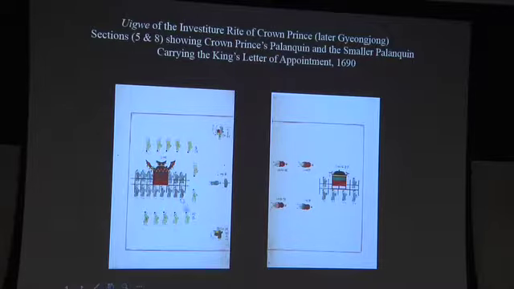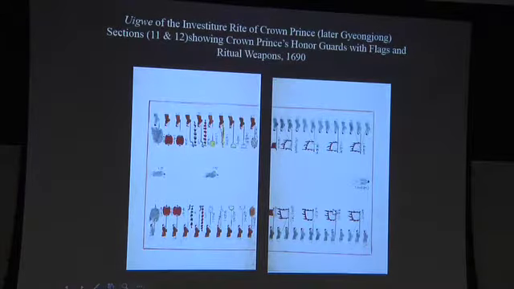So, this is the Crown Prince's palanquin, and this small palanquin is carrying the King's letter of appointment, or Gyomyeong. Gyomyeong is very important. And then here you have the Crown Prince's honor guards with flags and ritual weapons. These are all very beautiful procession of the event and something to watch for the people.